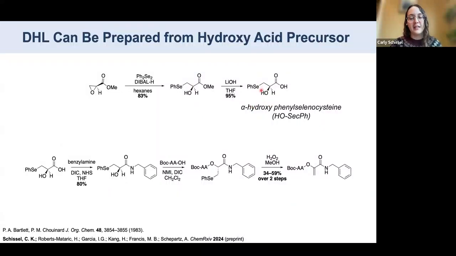And then this hydroxy acid can be incorporated into a model tripeptide, where I first protect the C-terminus with an amide group, and then I can couple on a variety of Boc-protected amino acids on the N-terminus. And just like with dehydroalanine, I do a hydrogen peroxide treatment to eliminate the phenylselenide side chain, leaving behind this double bond, and now this is a DHL model peptide.